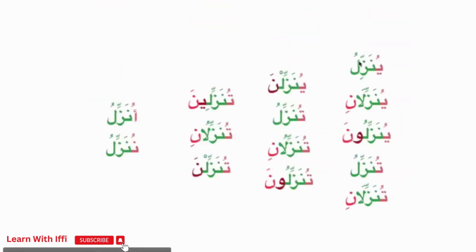So مضارع will be ينزل ينزل ينزلان ينزلون. هي تنزل هما تنزلان هن ينزلن. Very important. هن ينزلن. أنت تنزل أنتما تنزلان أنتن تنزلون. أنت تنزلين تنزلان تنزلن. أنا أنزل نحن ننزل.